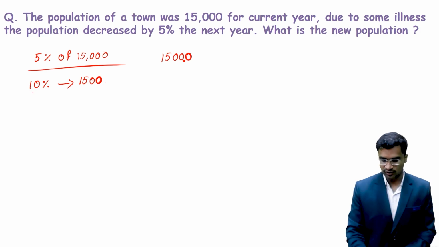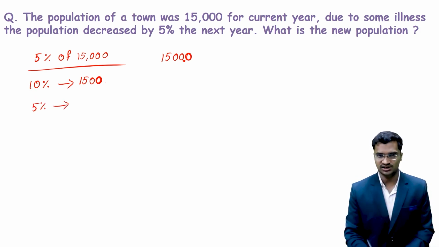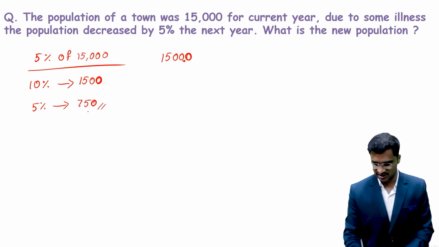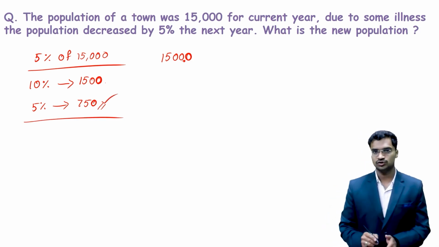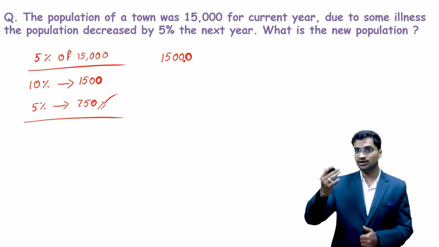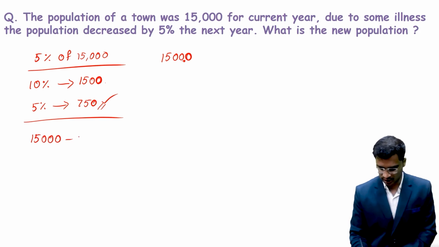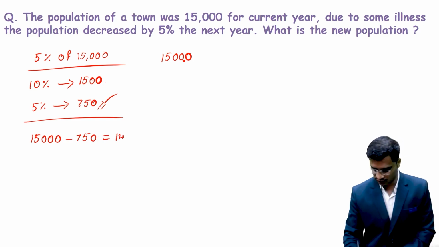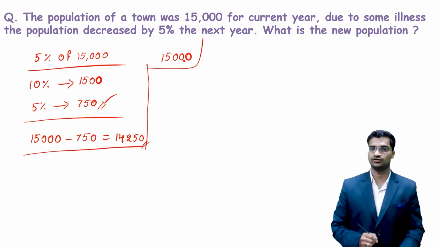In the same way, if 10% is 1500, the half of 10% is 5%. So 1500 by 2, which is 750. I can say that 5% of 15,000 is 750. So now here the population is increasing or decreasing? It is decreasing. Previously it was 15,000. Now it has decreased by 750. So our new population is 14,250. So our answer is 14,250.